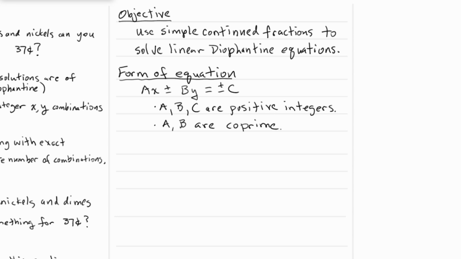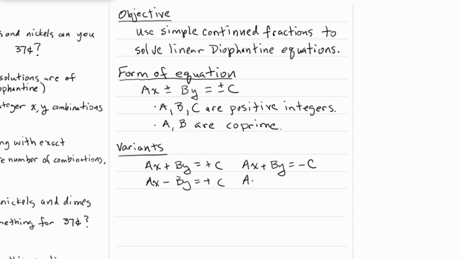When you're solving these equations with simple continued fractions, you have to be careful about the signs. We have 4 different variants. Ax plus by equals positive c, and ax plus by equals negative c. Ax minus by equals positive c, and ax minus by equals negative c. As we'll see in coming videos, each of these sends you down a slightly different path in the solution process. You need to be careful, or you might slip up and go down the wrong path and get a solution that would be correct, except it's for the wrong variant.